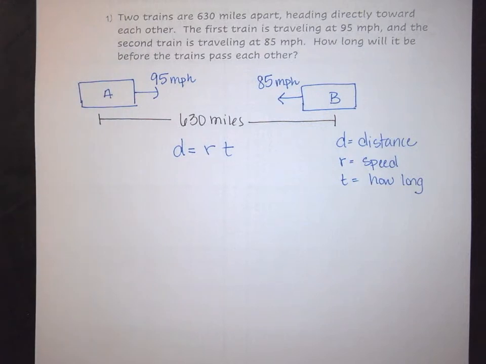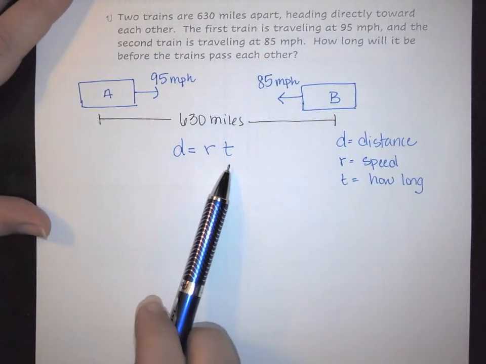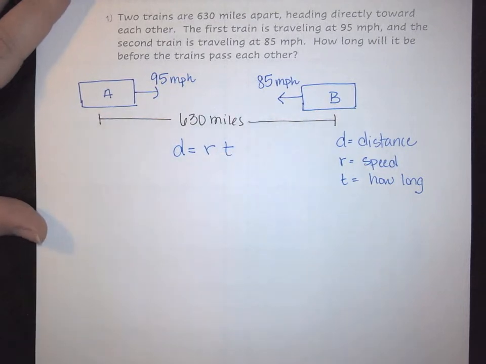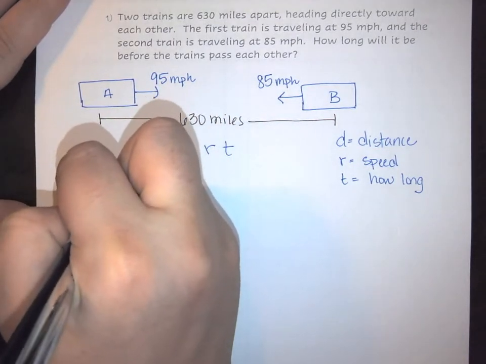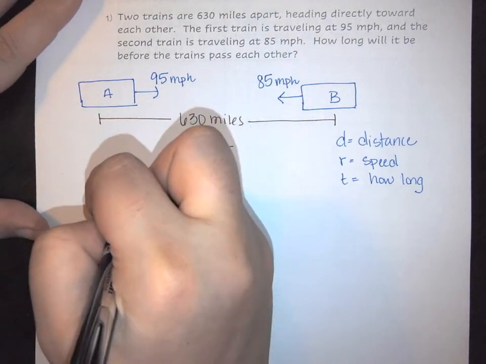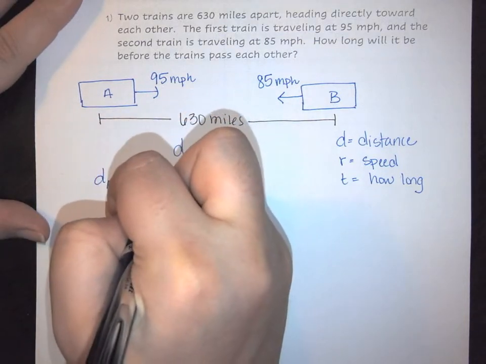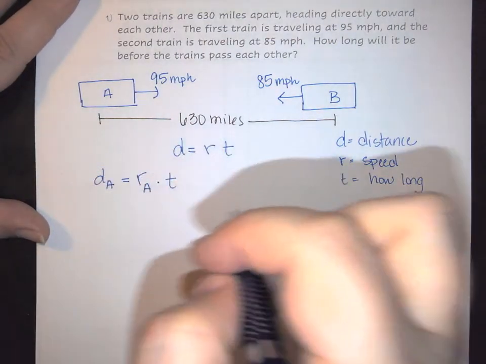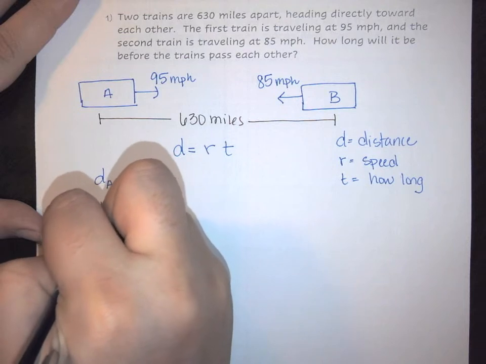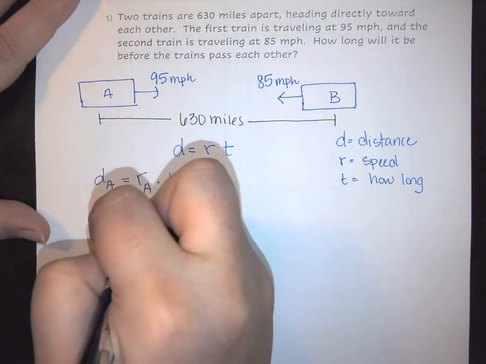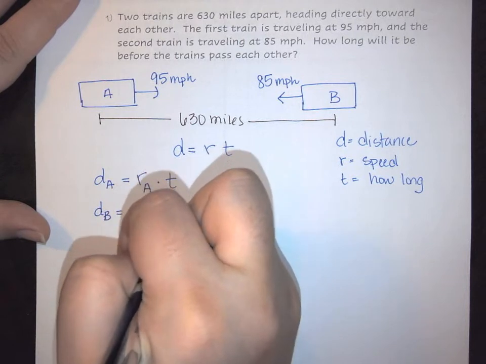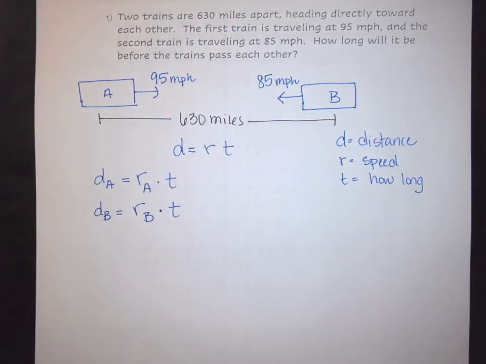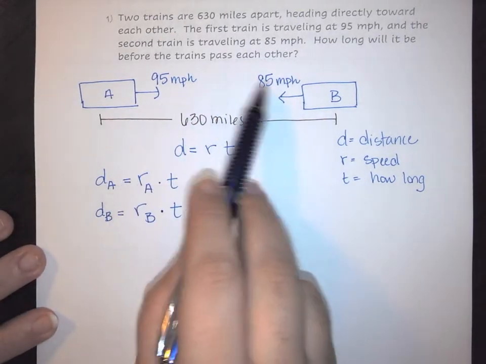Now here we are talking about two individual trains. So when I'm looking at my formula, the first thing I need to keep in mind is that this formula is going to be applied to each train. So I have the distance for train A is going to be equal to the rate of train A times the time. Now the other thing that I know is that the distance for train B is going to equal the rate of train B times the time. Now my rates I know, 95 and 85.